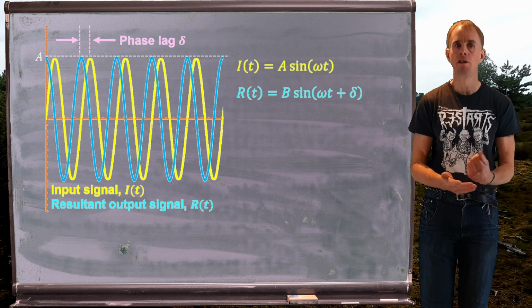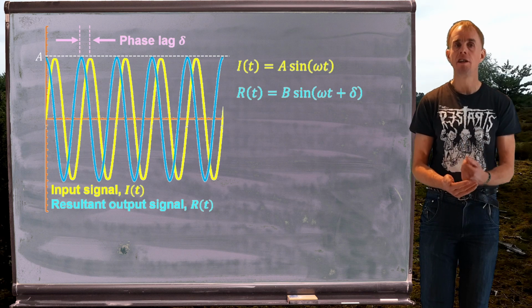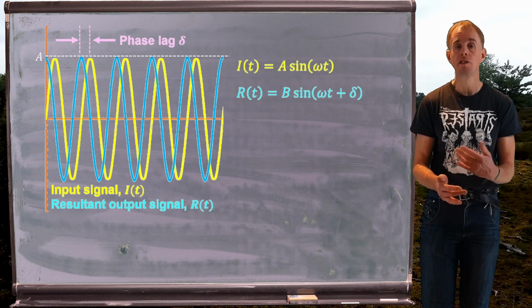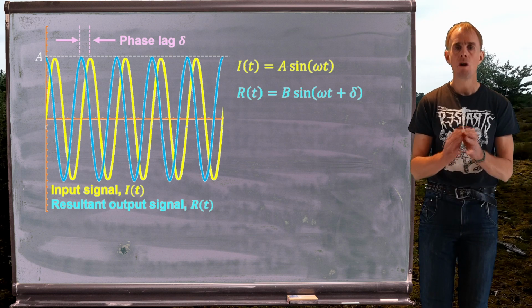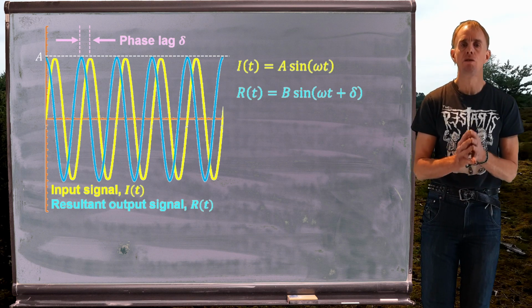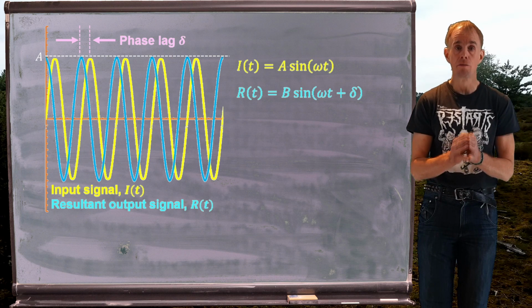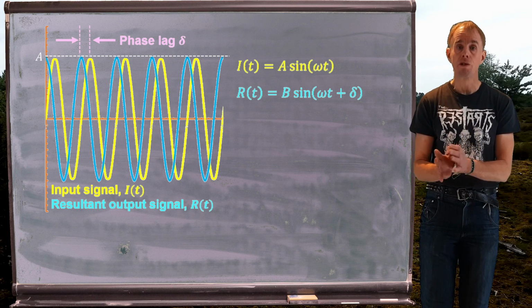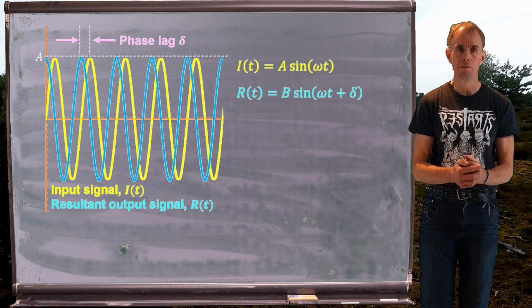A here is the amplitude of that sine wave. Omega is our angular frequency. And we've just said it's a sine wave. So I of t is A sin omega t. We mentioned that because there's no harmonics other than just the fundamental frequency in that sine wave, the output will also be a sine wave. It's a simple engineering system.